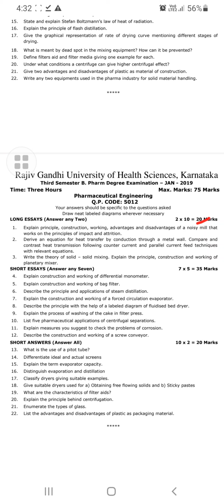Then the next question: write the theory of solid mixing, and explain the principle, construction, and working of the planetary mixer, a very important one. Then derive an equation for heat transfer by conduction through a metal wall, and compare and contrast heat transmission following counter current and parallel current feed techniques with relevant equations.